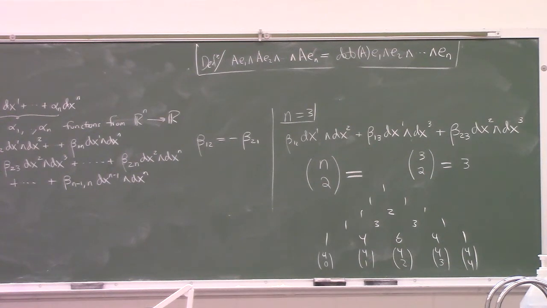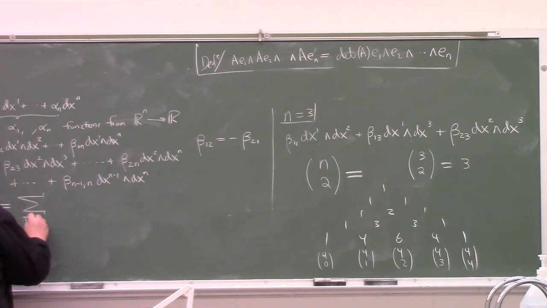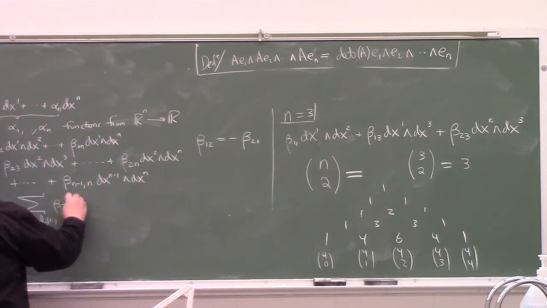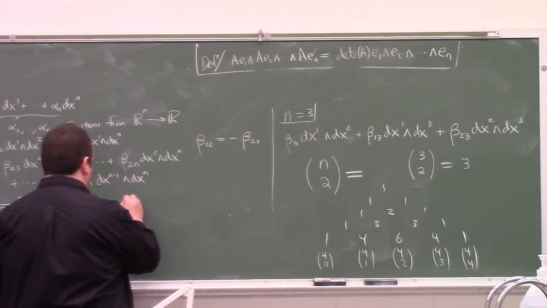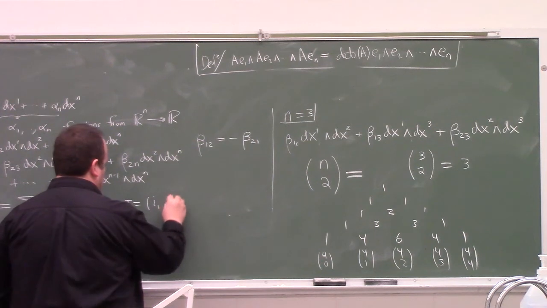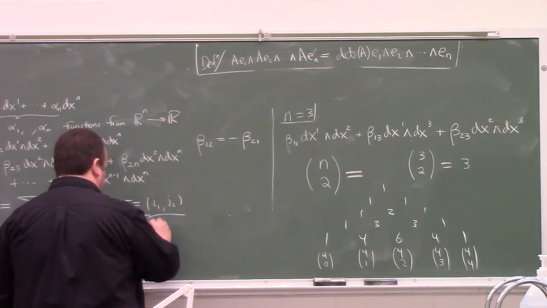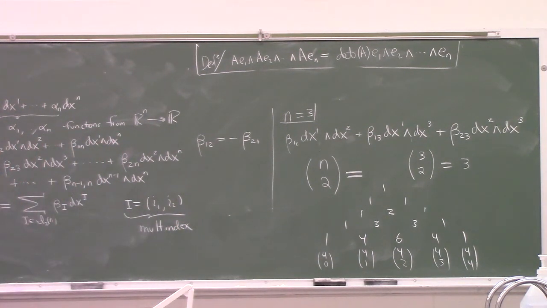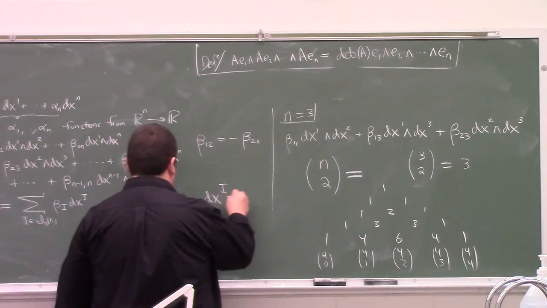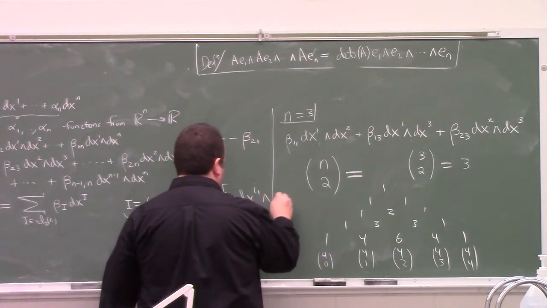But there is a very nice compact notation for this, which is the following. We can just say beta is equal to the sum over I in I2 of n of beta sub I dxI. Here, I is equal to I1, I2. It's a multi-index. A multi-index is just what it sounds like: it's got more than one index in it. And so our notation dxI is just shorthand for dxI1 wedge dxI2.